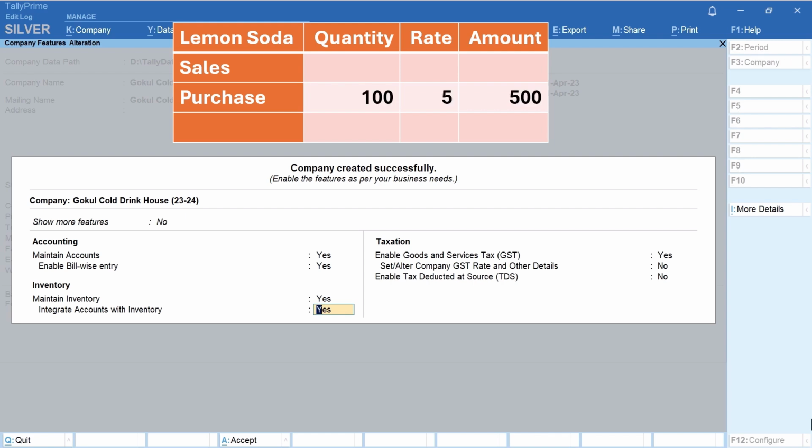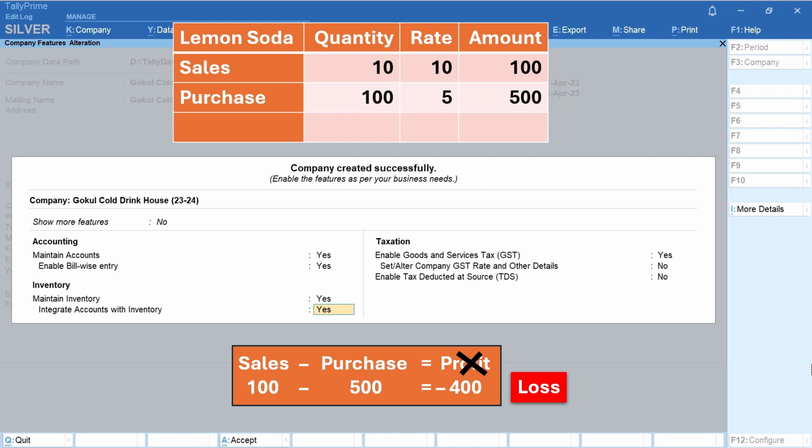Okay. Now let's clear this and start again. We purchased 100 bottles at the rate of 5 rupees per bottle. Our purchase was worth 500. But now we have sold only 10 bottles at the rate of 10 rupees per bottle. That means our sale is of 100 rupees. Now the sale minus purchase is profit. Here in our case the sale was of 100 and our purchase was of 500. So 100 minus 500 is equal to minus 400. So we can say that we have incurred a loss of 400. Am I correct? Is this okay?